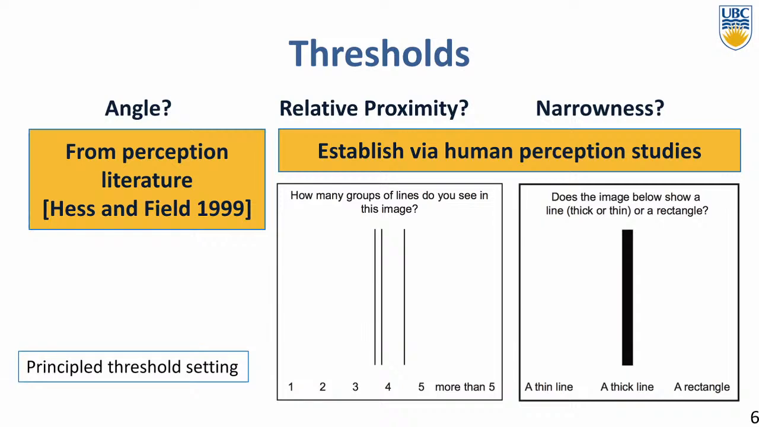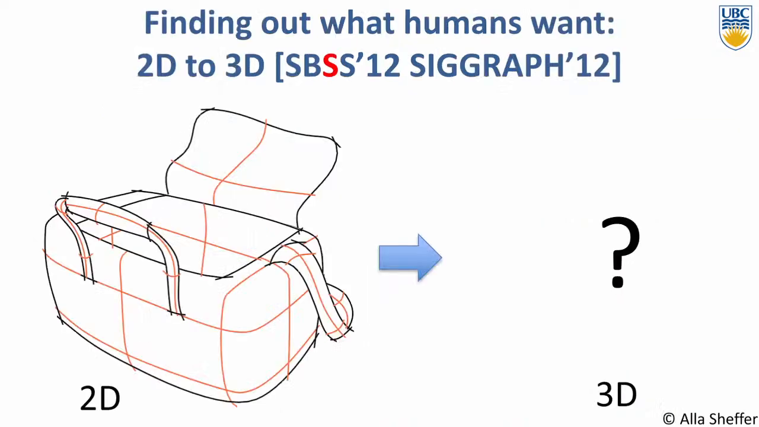So this is how you can approach these perception questions and quantify them, going from perceptual cues, which are general, to how we actually apply them in an algorithm setting. Now, as I said, that was just the first step, going from a messy drawing to a clean one. How do we go from a clean drawing to 3D?